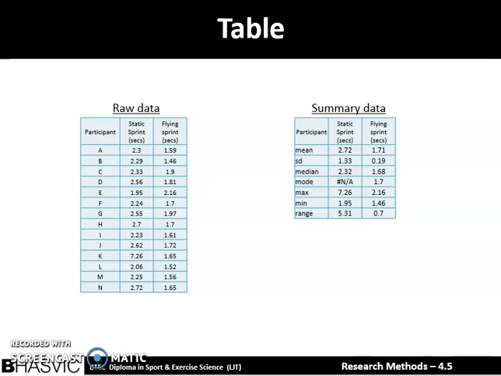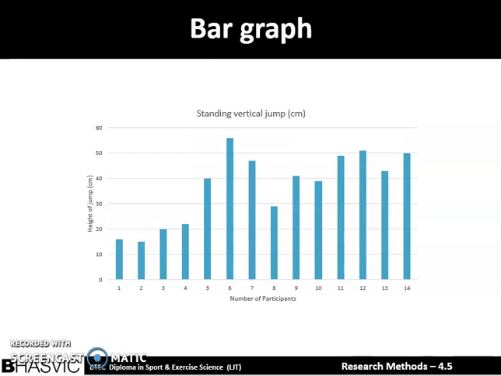So the next graph, as it were, is a table. This is where you can insert all your raw data, as you can see here. If the table is quite large, in a research article, it could be found in an appendix at the end. As well as having a table for all the raw data, you can have tables for summary data. So on the right, I have a table for the mean, standard deviation, median, mode, maximum, minimum, and the range for my static sprint times and my flying sprint times, as it's just an easier way to see all the results in one place.